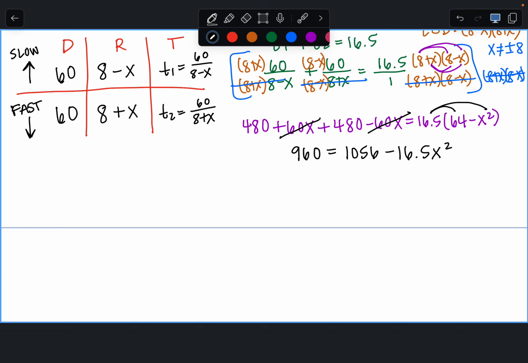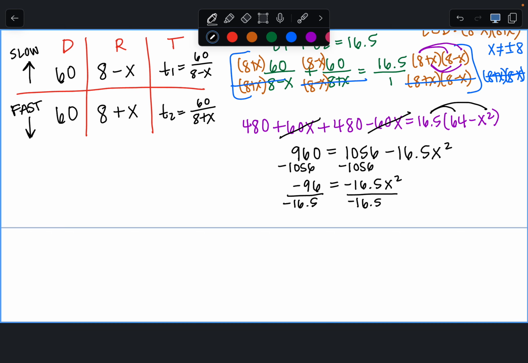Now, I want to get these terms so that they are solvable. And normally, when you have an x squared term, I tell you to move everything to one side. I'm actually going to try to get the x terms on one side and the other term on the other. So I'm going to subtract 1056. And that's going to give me negative 96 is equal to negative 16.5 x squared. And then I'm going to divide by negative 16.5.